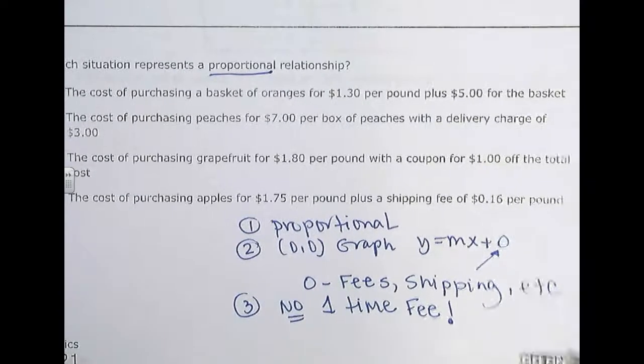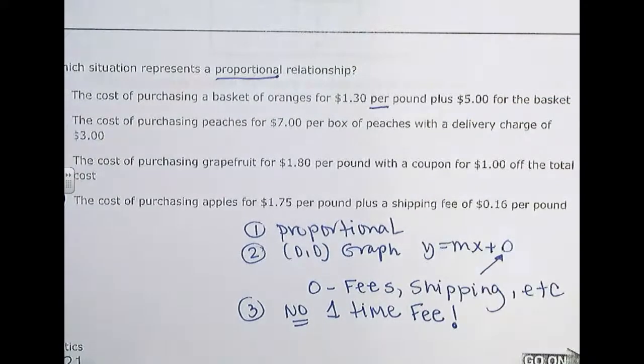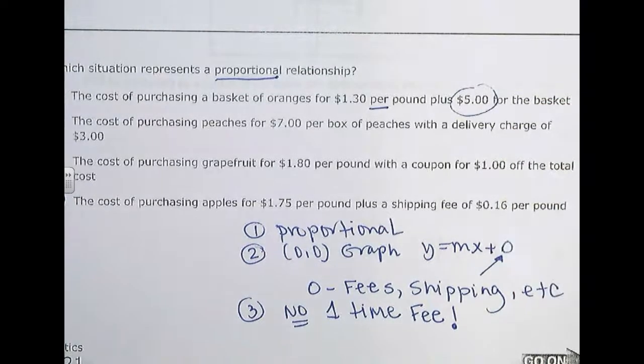All right, the first one. It says the cost of purchasing a basket of oranges for $1.30 per pound. There's your per. I need that. And $5 for the basket. That's an extra fee. That's a no. Next, the cost of purchasing peaches for this much per box.